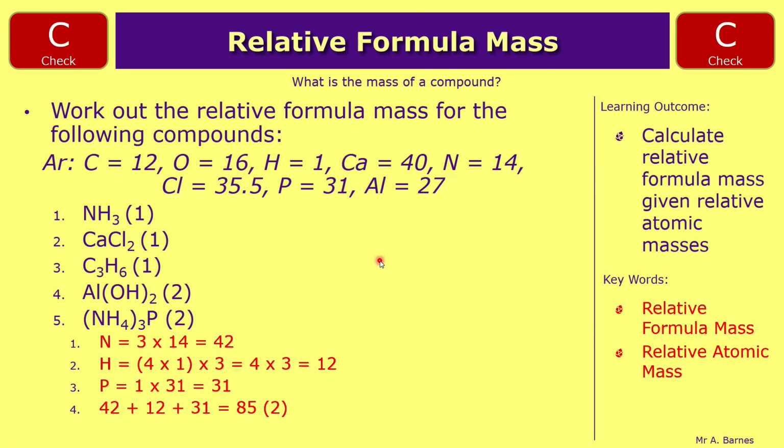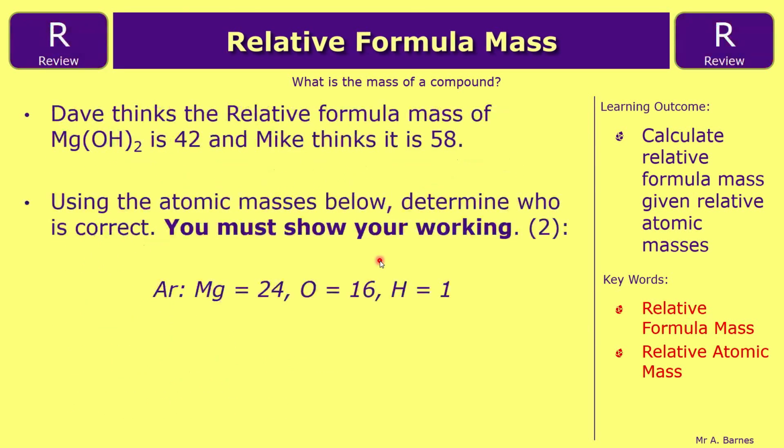And that about sums up this video. So we'll move on to the review question, and that will do. Which is, Dave thinks the relative formula mass of magnesium hydroxide is 42 and Mike thinks it's 58. Using the atomic masses below, determine who is correct. You must show your working to get both marks. And there we go, that ends this video.